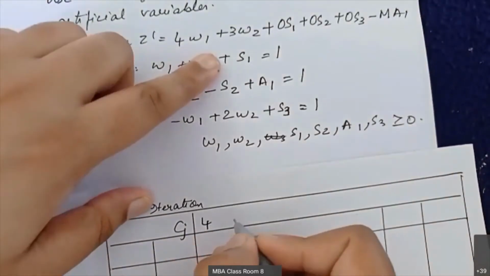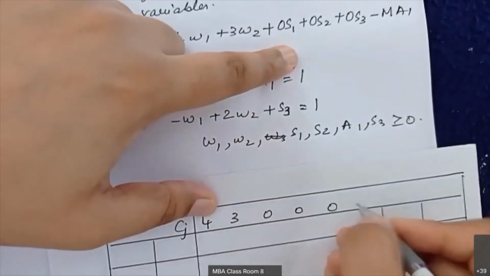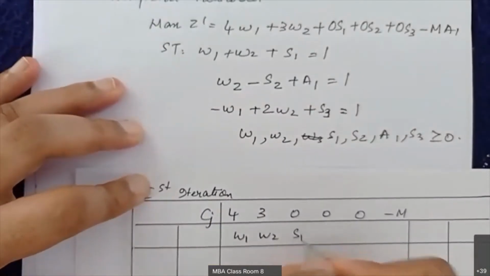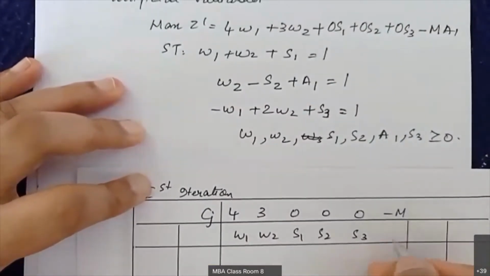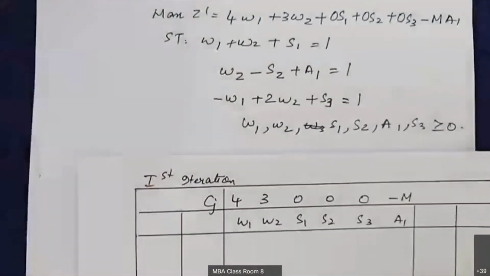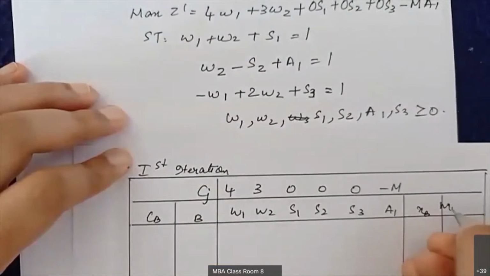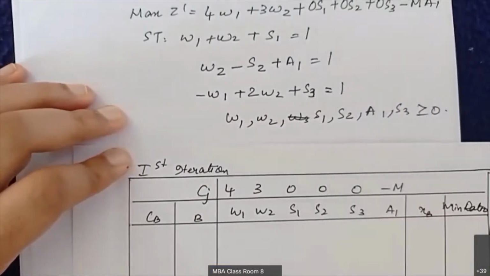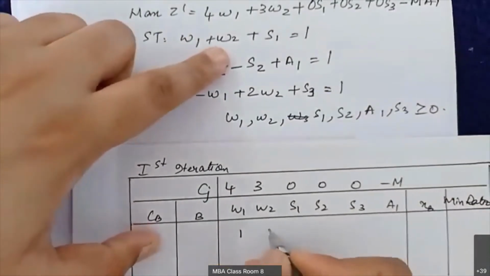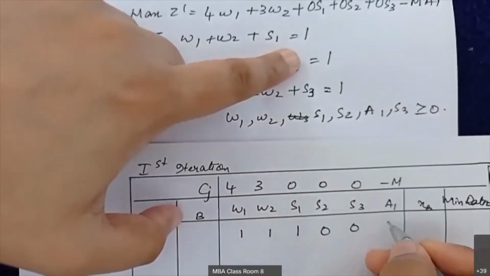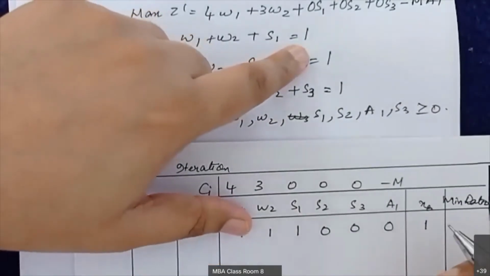Once that is done, we'll go for the basic simplex table. Cj is going to be the coefficients of the objective function. We have 4, 3, 0, 0, 0 and minus M. What are the variables? w1, w2, s1, s2, s3 and a1. Now what are the constraints? Take down the coefficients of each of the constraints. Here we have b, here cb, here xb, and over here the minimum ratio. Here we have 1, 1, S1 is 1. We don't have the value for S2 in the first constraint. S3 is also 0. A1 was also 0. XB will be 1.